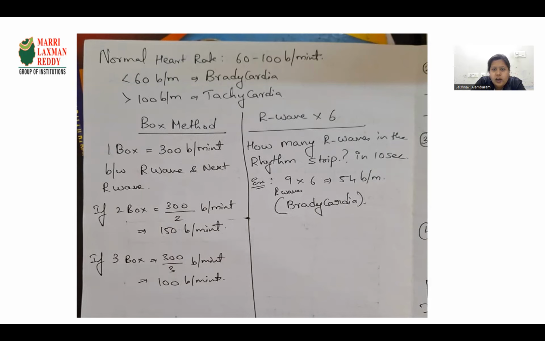Here the R wave method is very simple. In the rhythm strip of about 10 seconds, count how many R waves you are getting and multiply it by 6, and you get the beats per minute. Here I have given one example of bradycardia. Here for the box method also I have given an example of how you are going to calculate the number of boxes between the R waves.